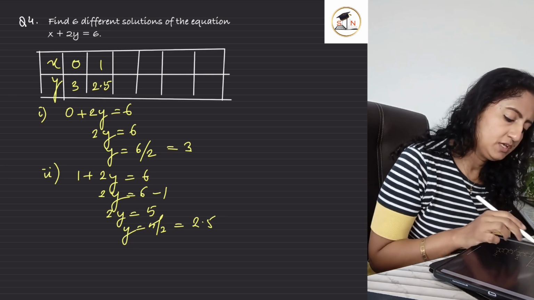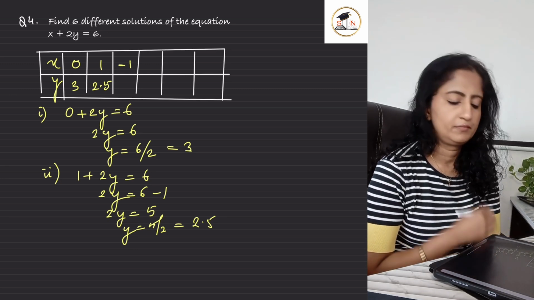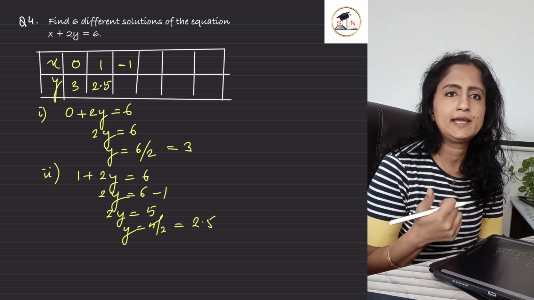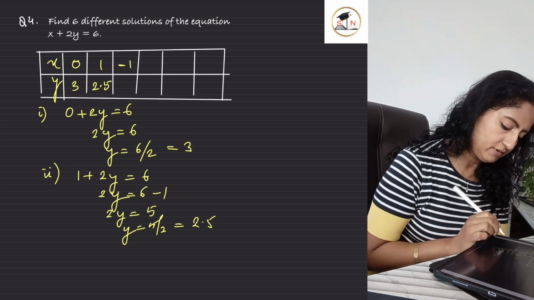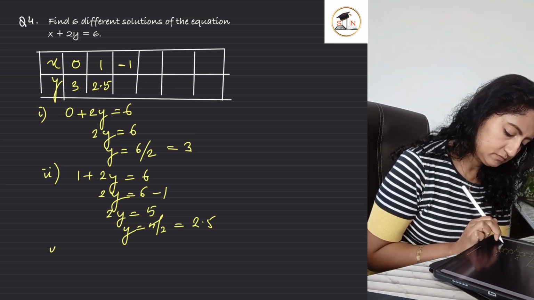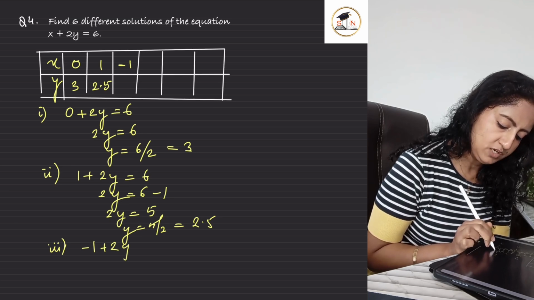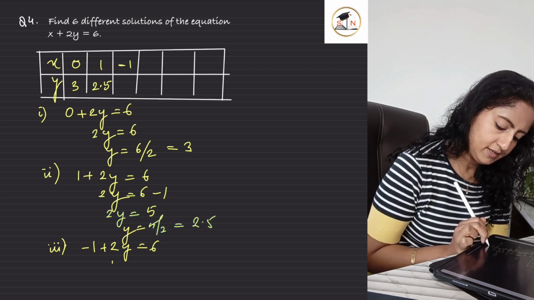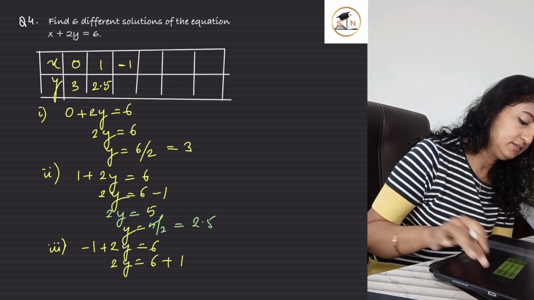Okay. Now, the next value I will take for x is minus 1, right? As I said, we can have any kind of value, negative, positive, 0, whatever you want. So solving for that, we get minus 1 plus 2y equals 6, right? So we are having 2y equals 6 plus 1. Solving it on the next slide.